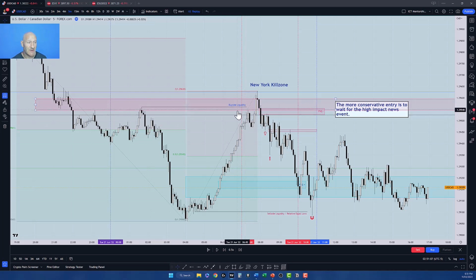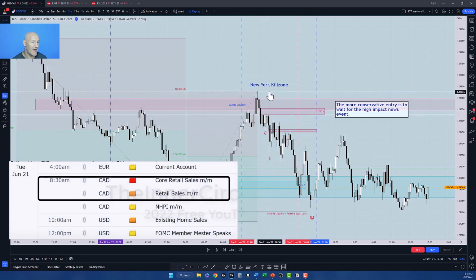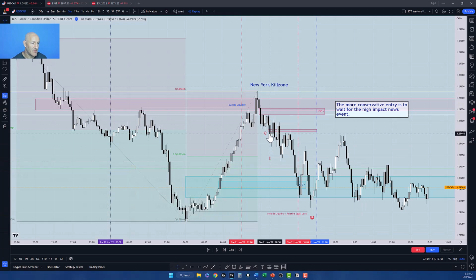So keep in mind, this is all leading up to that high impact and medium impact news drivers that we're expecting from the Canadian market, which is retail sales, and that's coming out at 8:30, which is just here. So you can see I've marked that with this little exclamation mark just here. So you can see after we've taken out that buy side liquidity, we've reacted to that and the market has then traded lower. We've actually had a market structure shift here, but it's not been the kind of powerful displacement we'd ideally like to see.